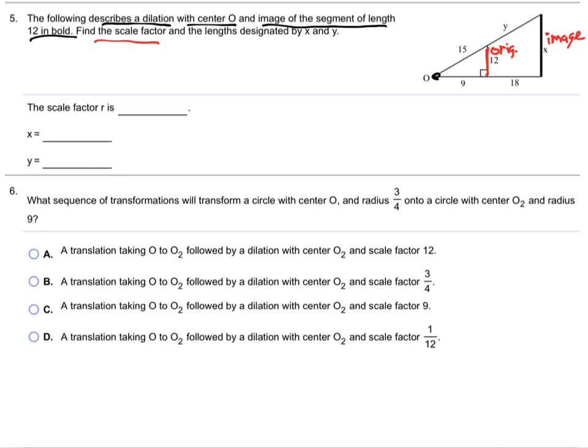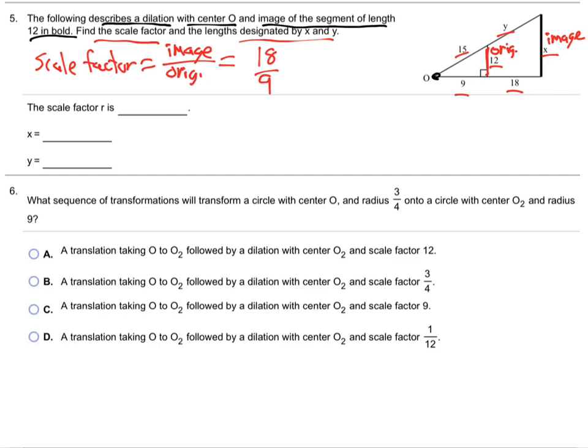Find the scale factor and x and y. So you know how to do scale factor. Scale factor is always image over the original. So what's the image? Well, that's x over the original, which is 12. Well, that won't give us the two numbers we need. Right now we need two numbers. So could we take 18 over 9? We can't take y over 15. So why don't we take 18 over 9 like that? And then that just reduces to be 2, right? 9 goes into 18 2 times.